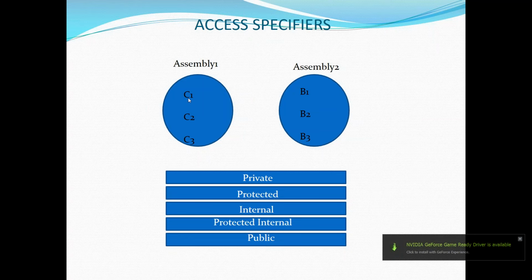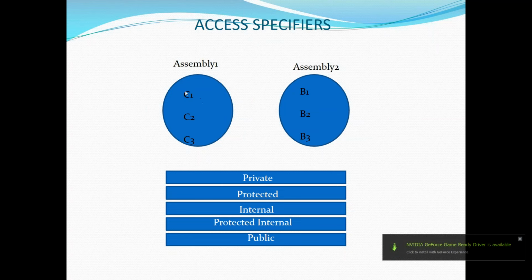So when the data has to be accessible to your group as well as your relative from third party group, then protected internal will come into the picture. Protected means within the assembly anyone can access your data. I'm sorry, internal means within the assembly anyone can access your data, and protected means the scope will be extended up to your relative level.